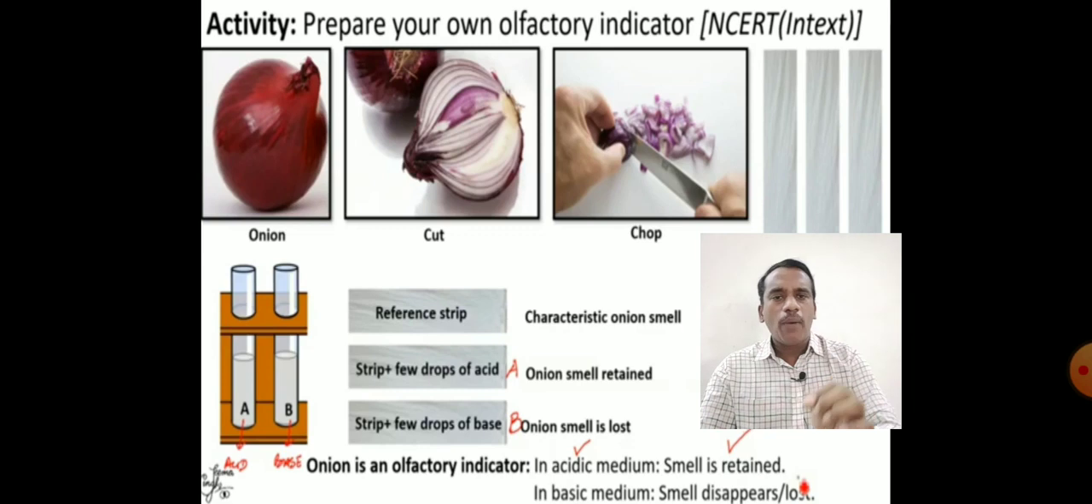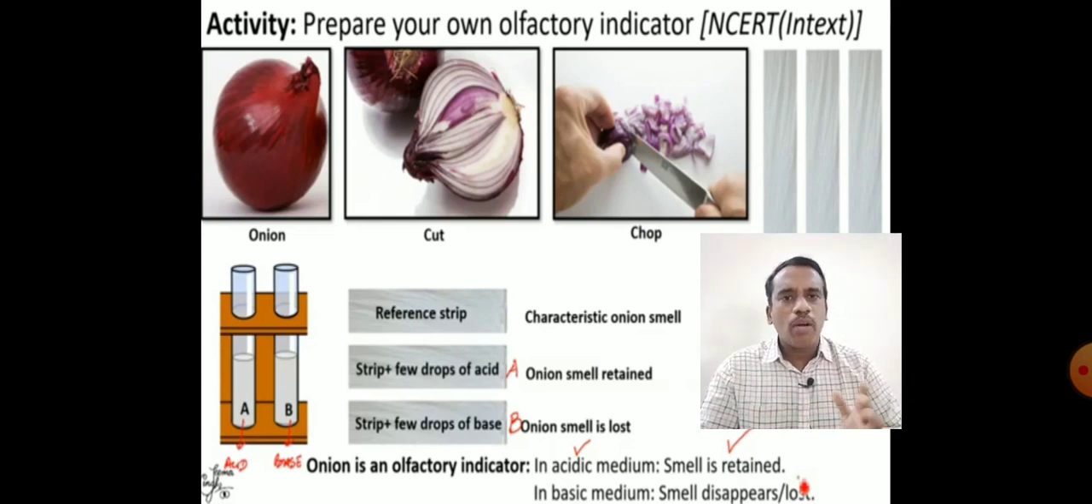If you place the drops from test tube B on the third cloth strip and you don't observe the smell of onion, it shows test tube B contains the base. In short, we can conclude that in acidic medium, the onion, the olfactory indicator, retains the smell of the onion.